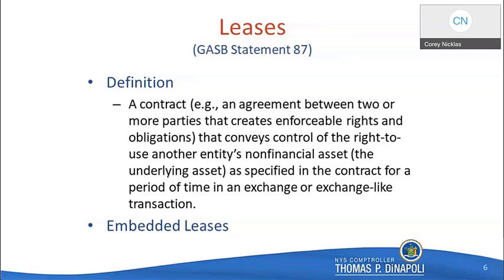And lastly, keep your eye out for any embedded leases in other contracts and agreements that could apply under the GASB 87 standard. A quick example of that is renting and having control of servers in a contract for software. So just keep your eyes out for anything that may be hidden in a contract with other purposes.